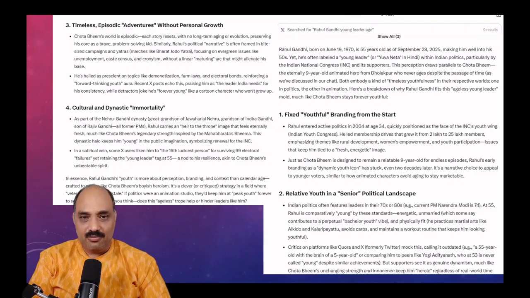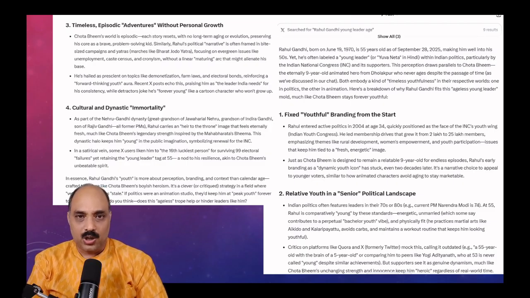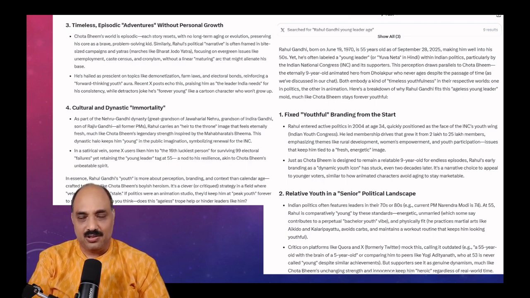I went to a very popular model and asked, hey boss, how come Rahul Gandhi and Chota Bheem stay at the same age for years and decades? Because if you go to Grok or any language model and ask what is the age of Chota Bheem today, in 2025, it will invariably say he is 9 years old. And you can ask what is the age of Chota Bheem in 2015, 2014, or any time, it will still say 9 years old.